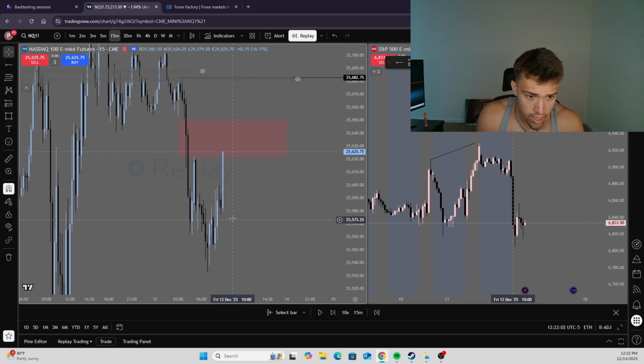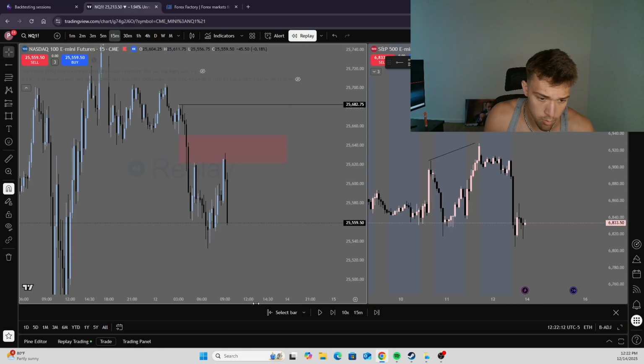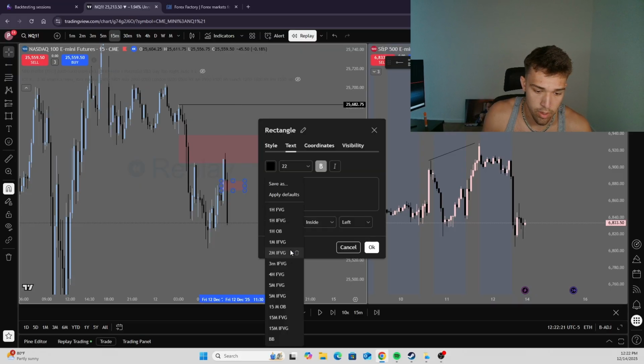Now, we come into today. Let's see. Market open is right here. Now, pretty much, market open right here, and I noticed that we have bearish SMT and we inverse this bullish 15-minute fair value gap right here.